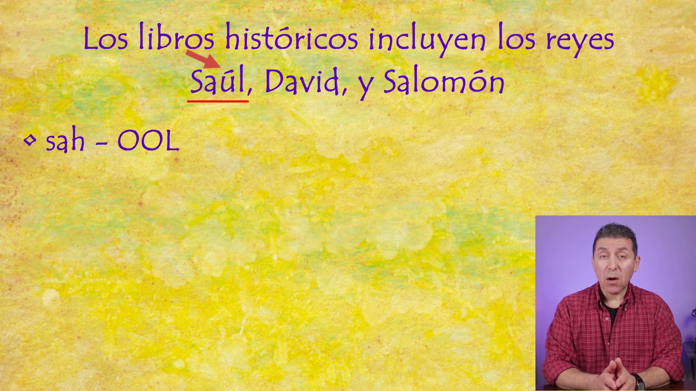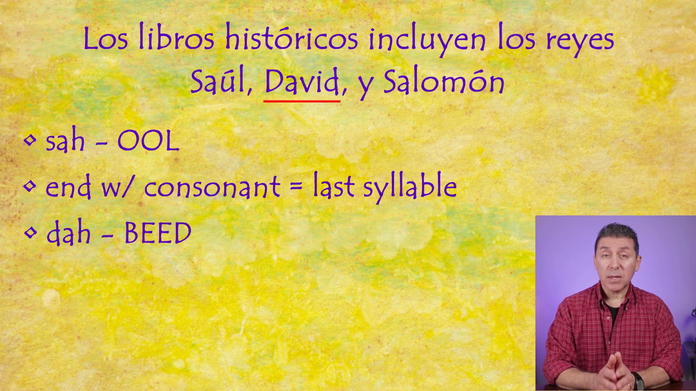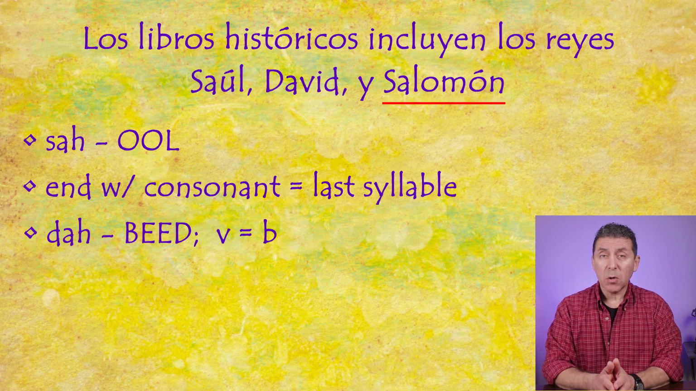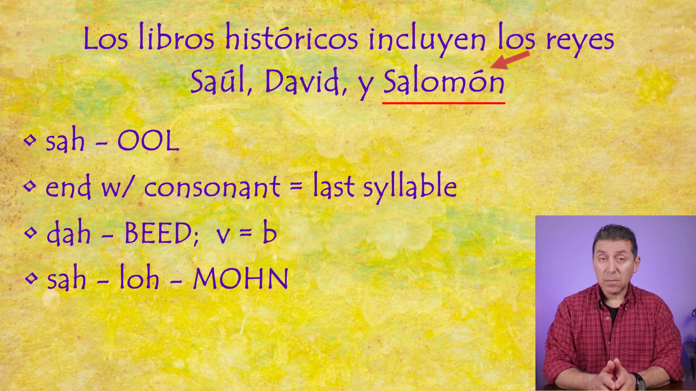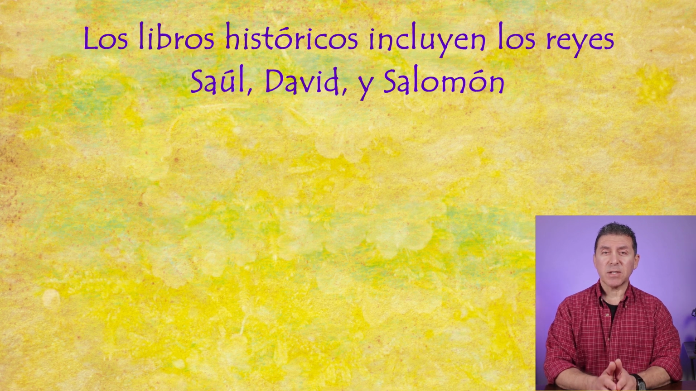Saúl, Saúl. Now, unless there's an accent on a syllable, words that end in a consonant, like David, typically have the stress of pronunciation on the very last syllable. So here we have David, David. Remember, the V in Spanish is typically pronounced with a B sound. Finally, we have Salomón. As you can see, there's an accent over the last O, so put the emphasis right there. Salomón, Salomón. Now, let's repeat our entire sentence.